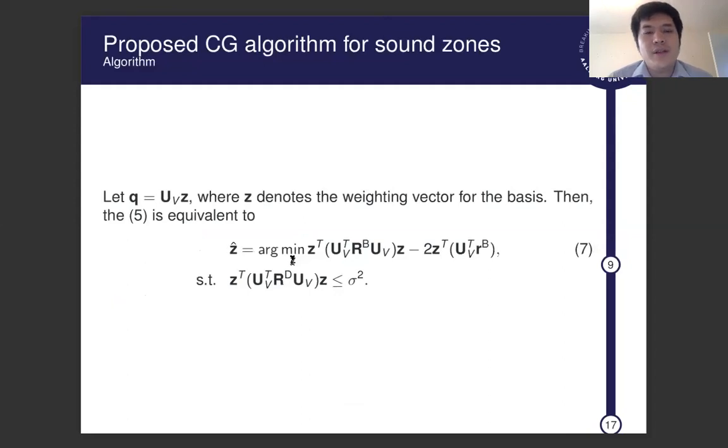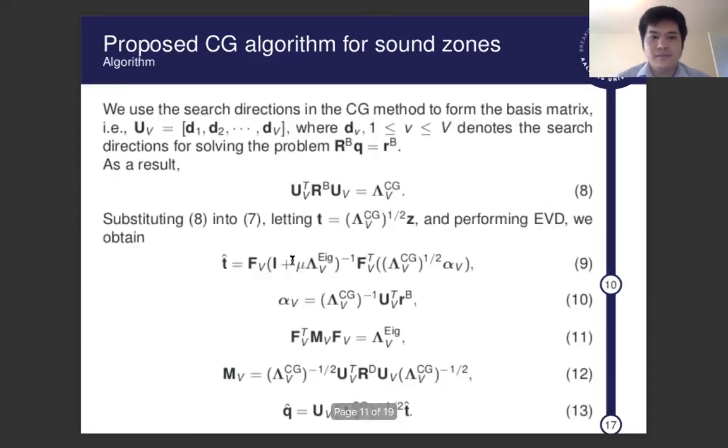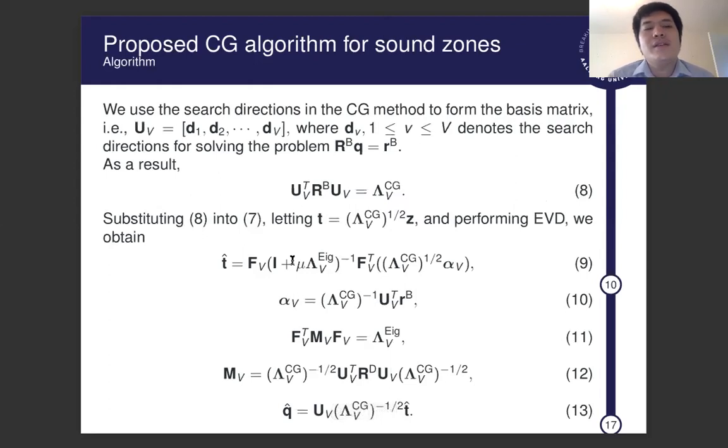Now we are ready to go to the detail of the proposed algorithm. We constrain our control filter to be a linear combination of different bases. And then we plug the equation Q equal to UZ into the optimization problem 5. Then we can obtain an equivalent equation 7.